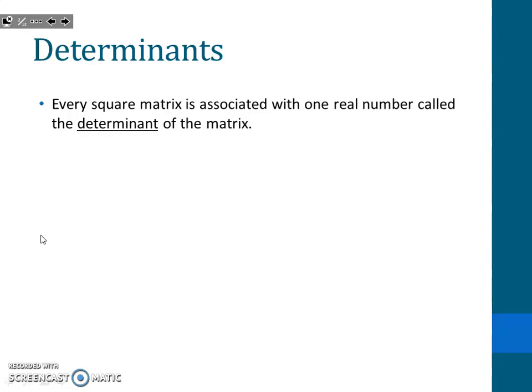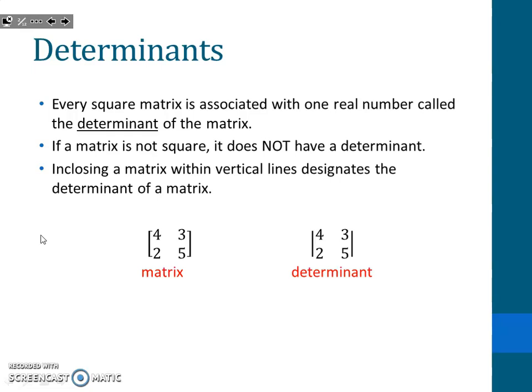Every square matrix is associated with one real number, and that one real number is called the determinant. If a matrix is not square, it does not have a determinant. Enclosing a matrix within vertical lines designates that you are looking for the determinant of that matrix.